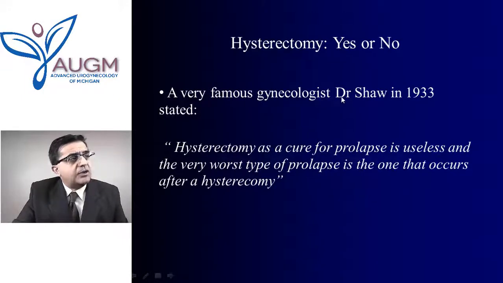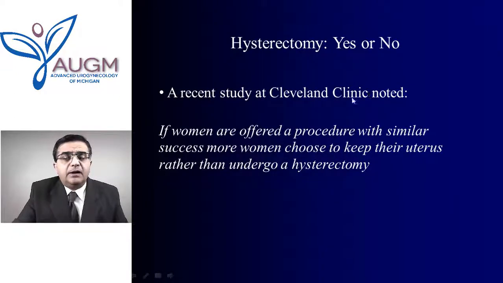A very famous gynecologist in England by the name of Dr. Shaw in 1933, way back in 1933, stated, hysterectomy as a cure for prolapse is useless, and the very worst type of prolapse is the one that occurs after a hysterectomy. A recent study at Cleveland Clinic, which was done about a couple of years ago in 2017, showed that if women are offered a procedure with similar success, more women choose to keep their uterus rather than undergo a hysterectomy.